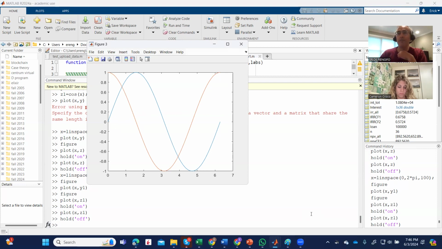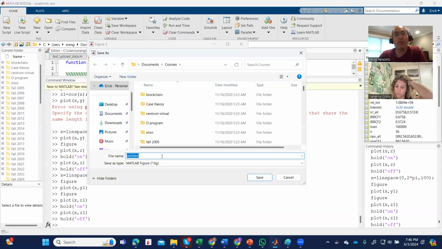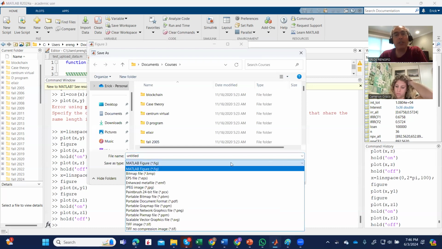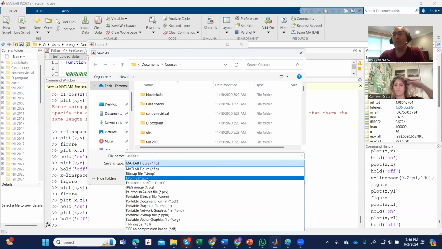Ready, guys? So now what is interesting, guys, if you want to save this one because this is going to go into your papers, your thesis, etc., what you do is you go File, Save As, and the format that we recommend, guys, is the following. The format that we recommend for Word or for LaTeX is the EPS one. Okay, it's very good for text.